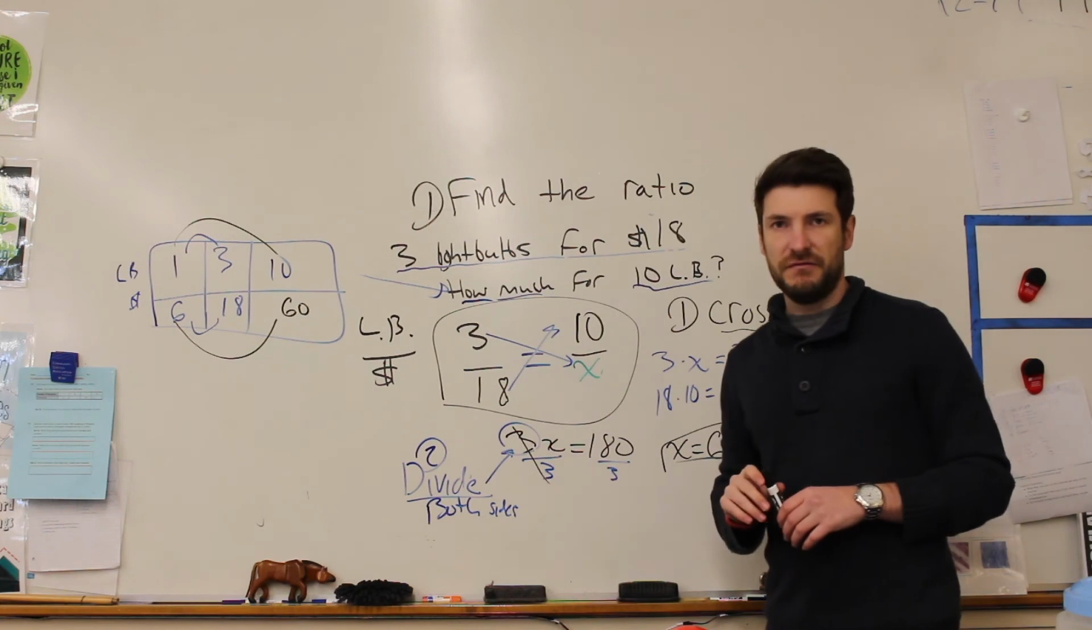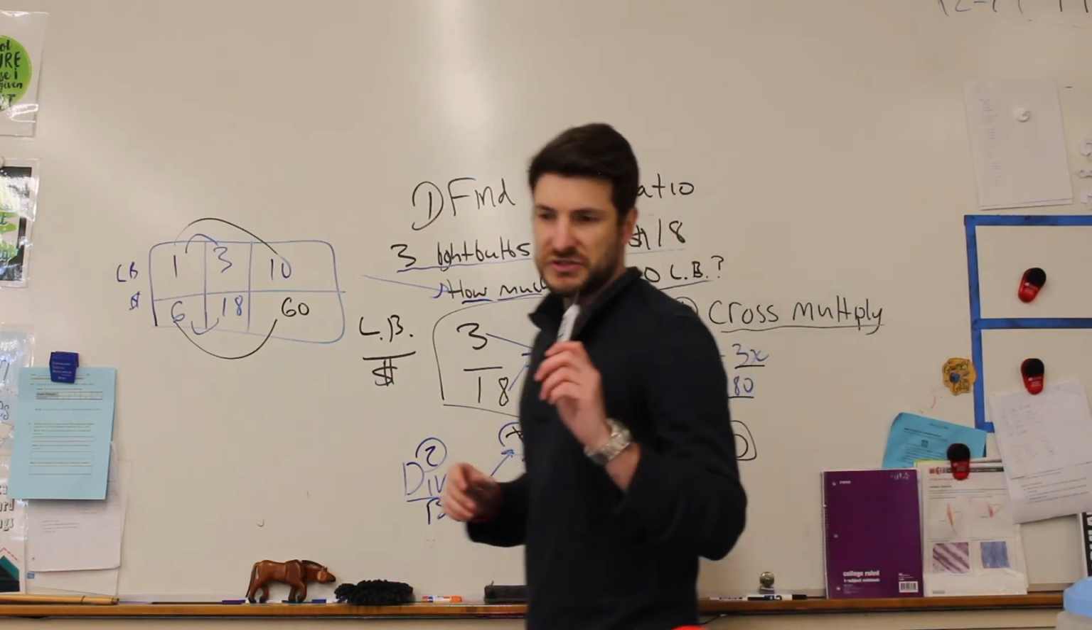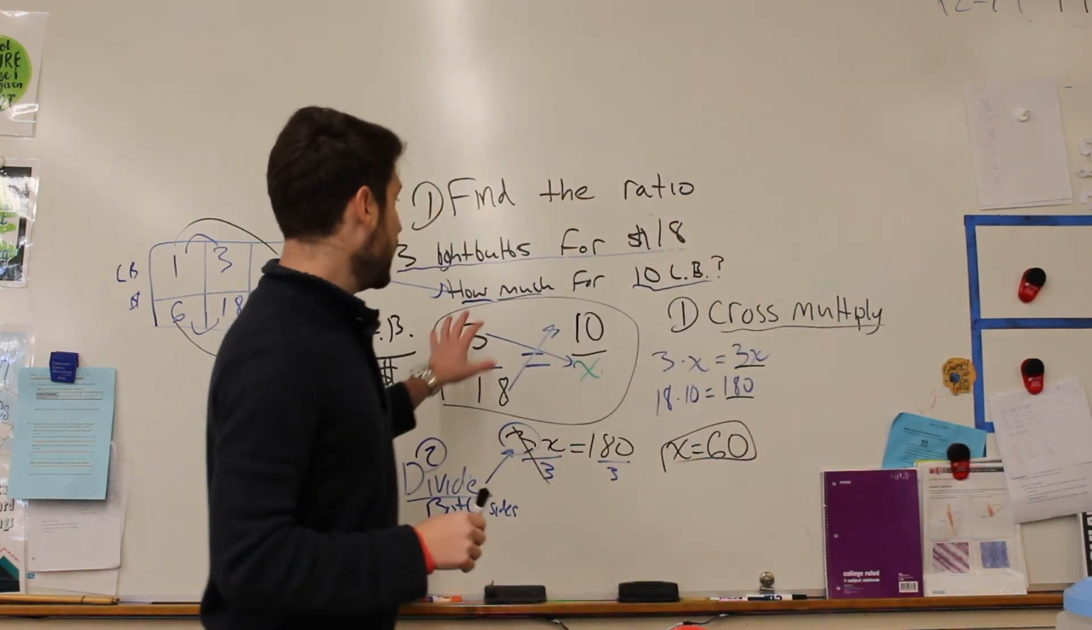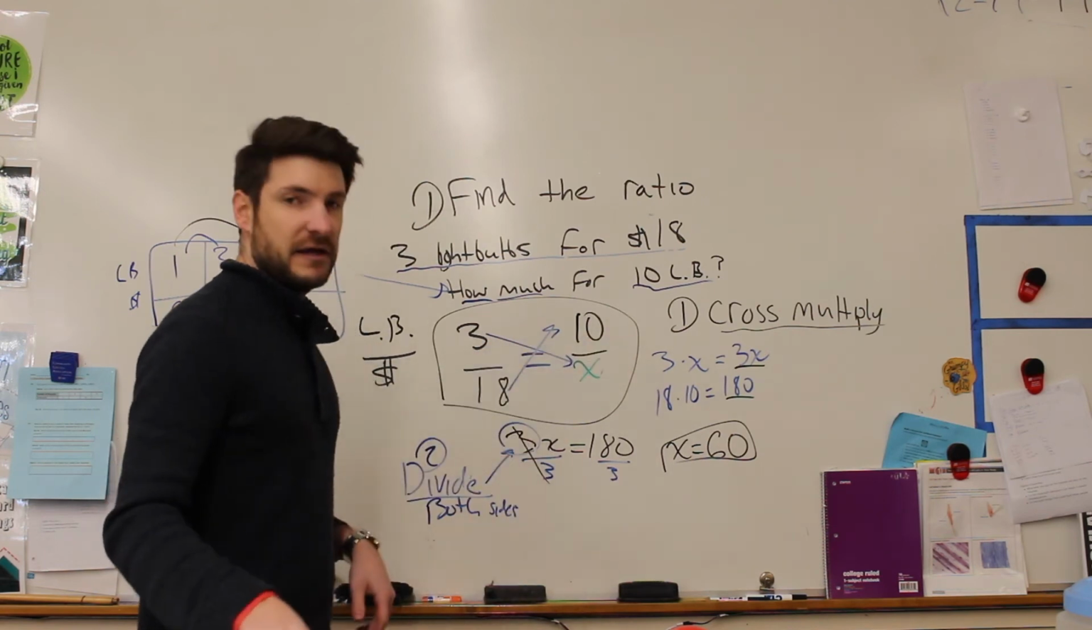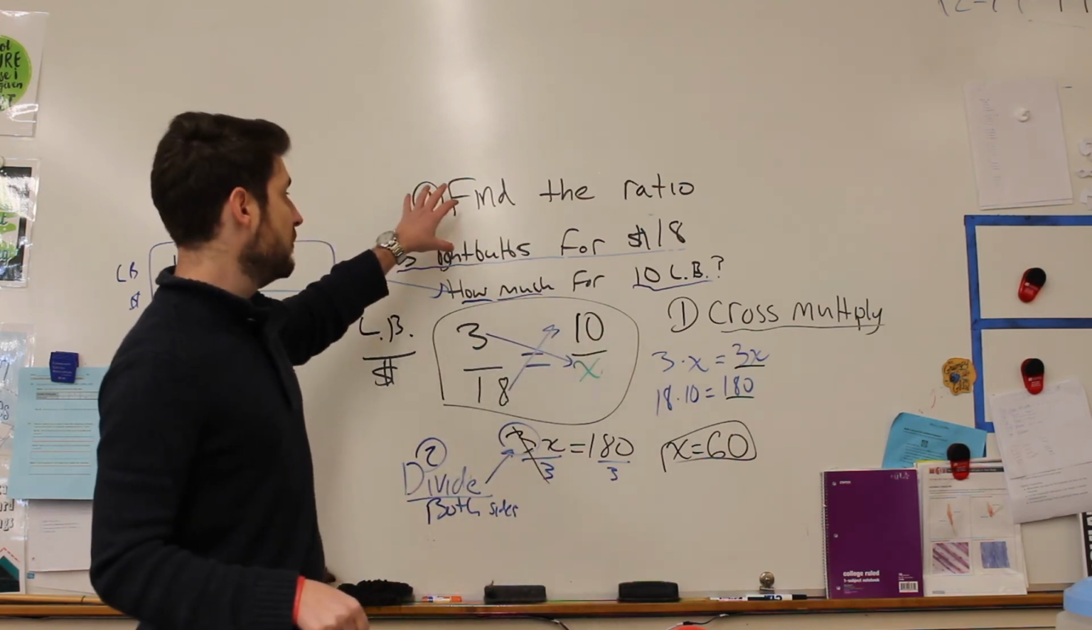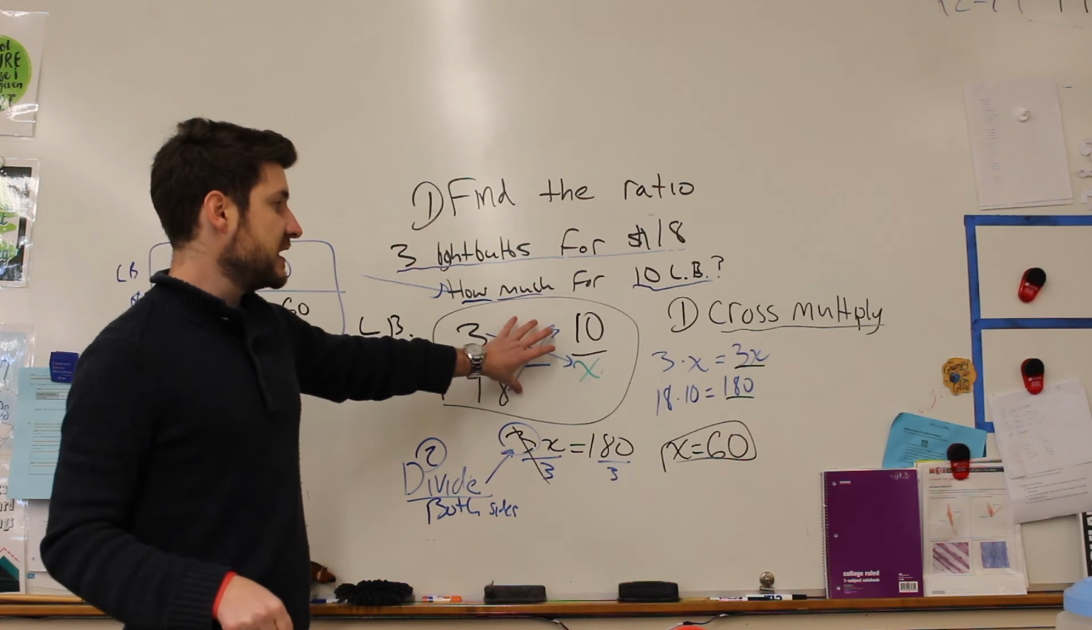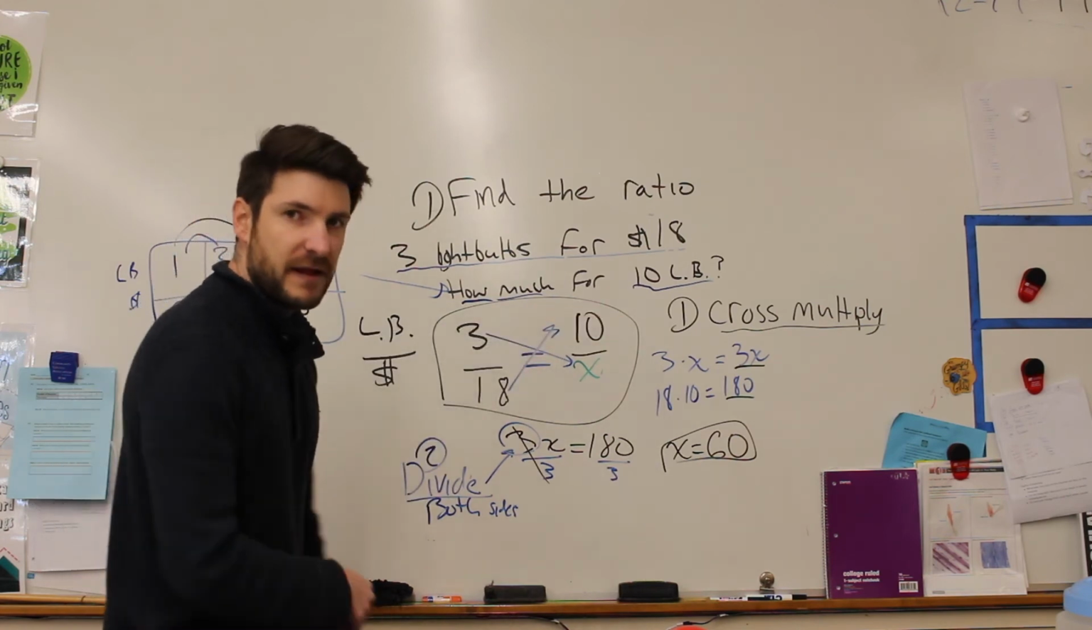That's how you solve a proportional problem. Set it up, cross multiply, and divide. You gotta find the ratio, set it up, cross multiply, and divide.